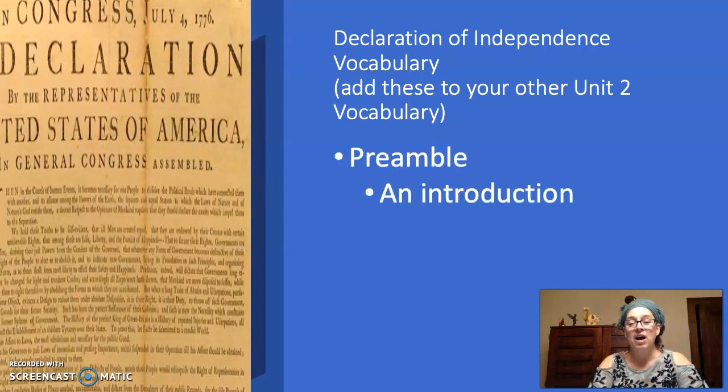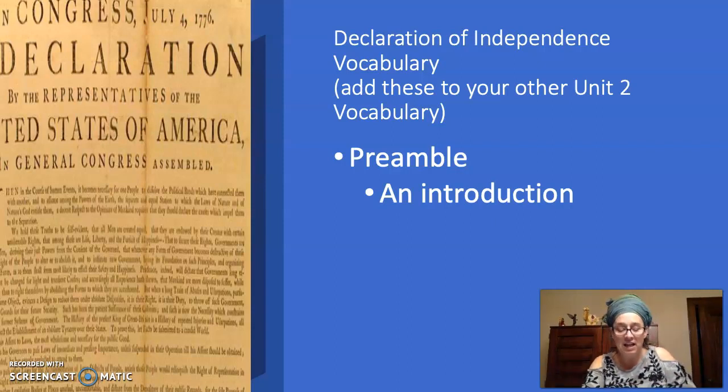So now we're going to talk about the Declaration of Independence. The Declaration of Independence is such an important document, and we need to really review why it came about, how it came about, and what they did. And this is something that at the end of this unit, you should be very much able to tell anybody about. So a preamble is an introduction, okay?